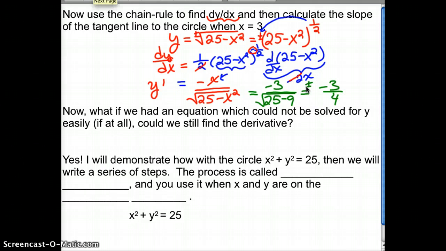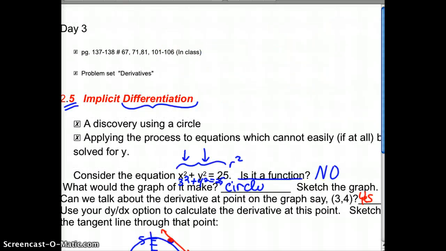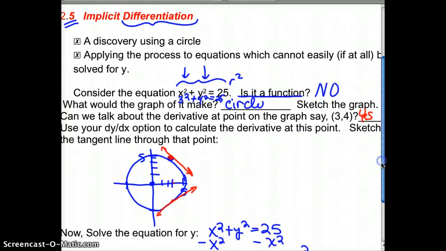So I'm going to go back to the picture on the previous page. What that's telling me is the slope of the tangent line at 3 could either be negative 3/4 or positive 3/4. And that had to do with my circle here. There were two tangent lines at 3. So on this one, the slope of the tangent line is negative 3/4. And on this one over here, the slope of the tangent line is positive 3/4.